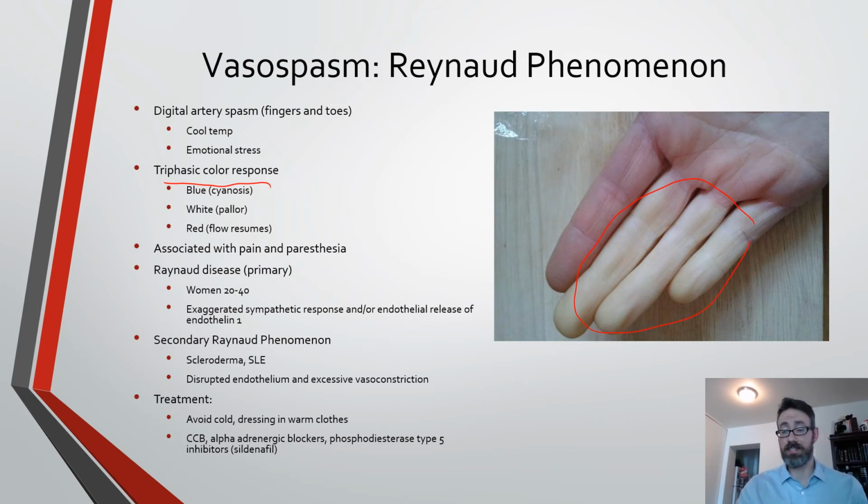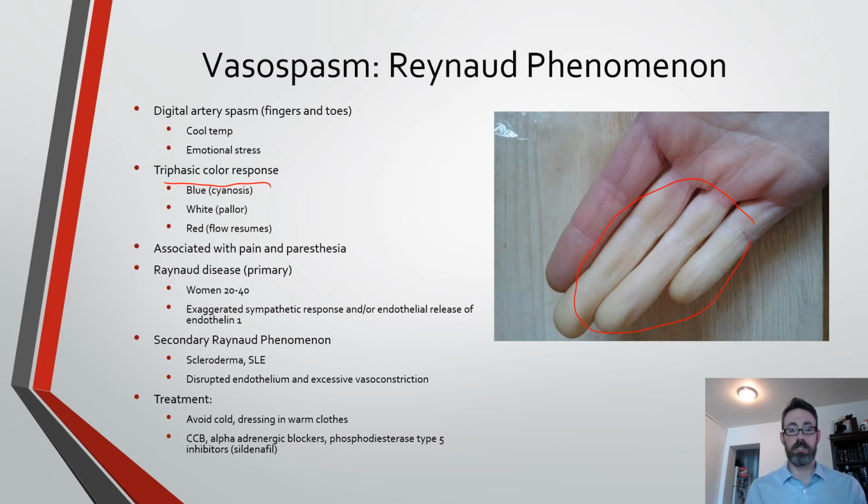Things that can cause that are things like cool temperatures, because normally, physiologically, our distal vessels will constrict in response to cold temperatures to help shunt warm blood to the more vital organs. Emotional stress causes a sympathetic output, and that sympathetic output can activate those vessels. Understand that those distal small vessels in your fingers and toes primarily have just alpha adrenergic receptors, alpha 1, so this primarily causes vasoconstriction of those areas. Now, this is often associated with pain and paresthesia, or numbness and tingling.